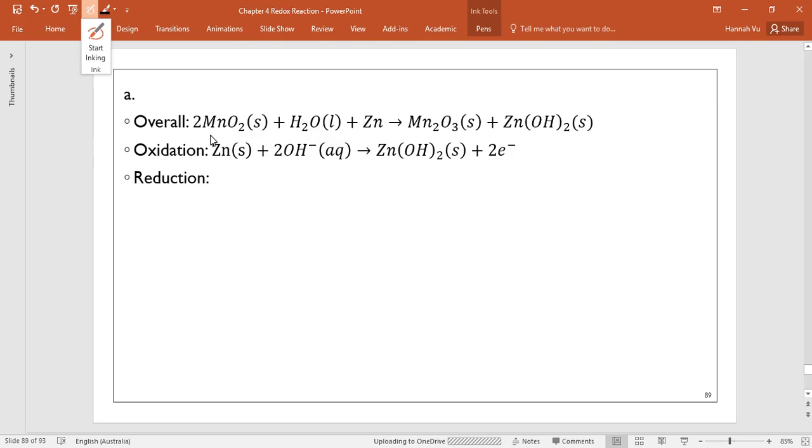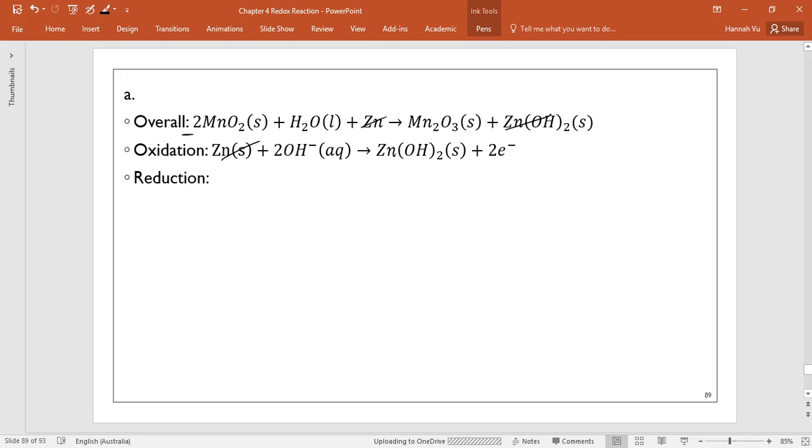In this case, the overall is this, and this is oxidation, so I need to subtract it to get to reduction. A few things you need to do when you subtract. First of all, you need to make sure that the substance that's present in the oxidation half equation matches its coefficient in the overall. So if there is one zinc in here, I should have one here, one in here and one in here. So when I subtract, essentially what happens is the zinc is going to cancel out.